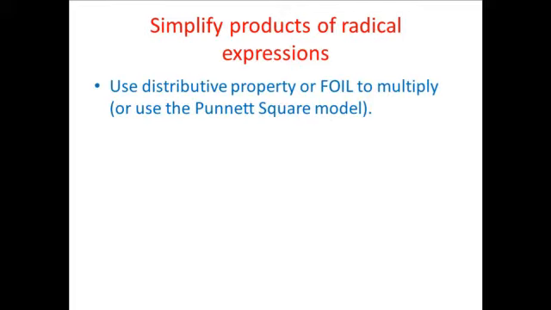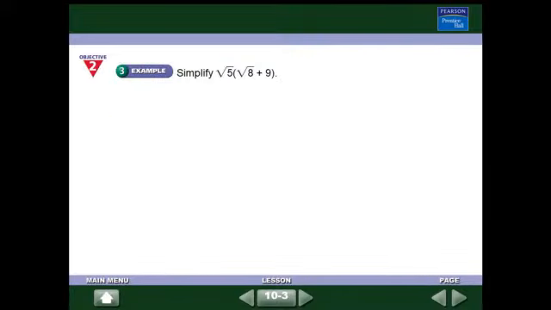8 minus 3, that is 5, and then copy the radical expression. Simplifying products of radical expressions. We're going to use the distributive property, or simply the FOIL, to multiply, or you can use the Punnett square model. Example: simplify the square root of 5 times the quantity square root of 8 plus 9.